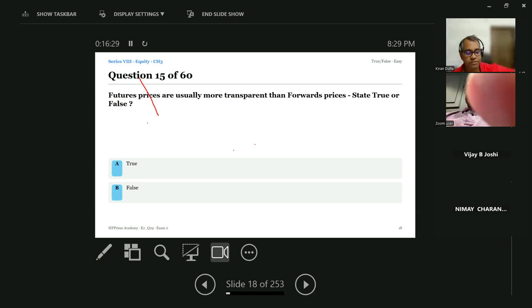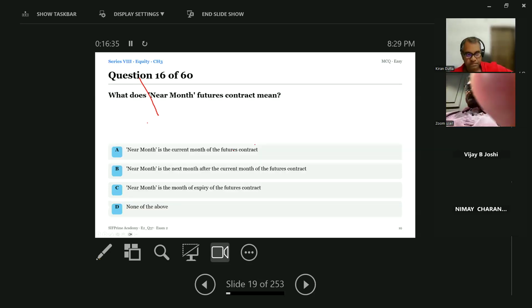Near month future contract. See here, you just need to read through that. But I think you'll get that. No. Most of you are getting it wrong. Near month is the current month, by the way. Answer is actually A here.